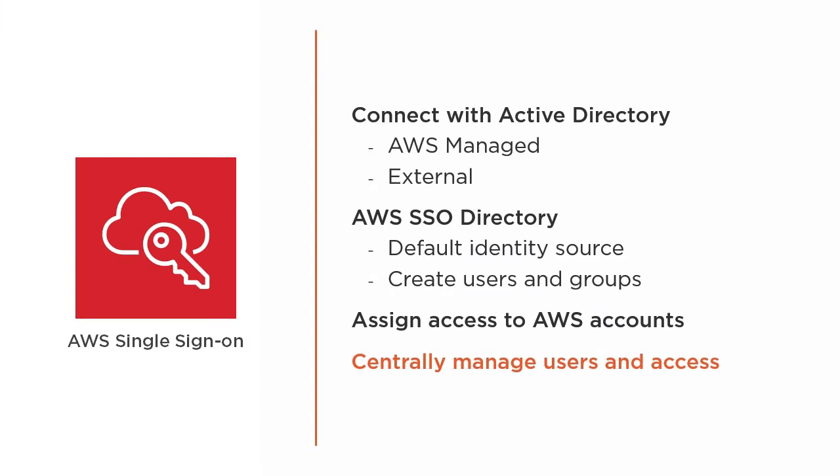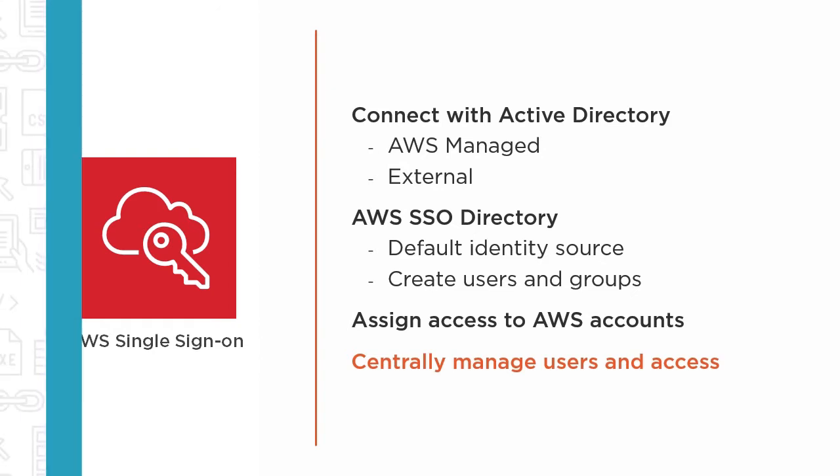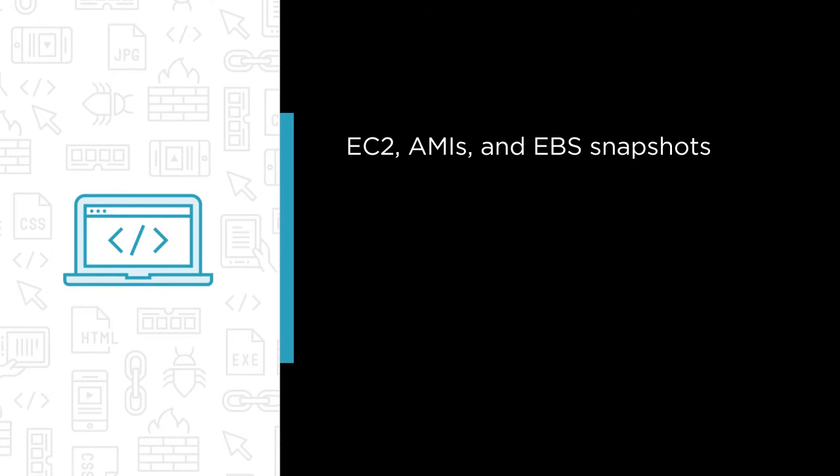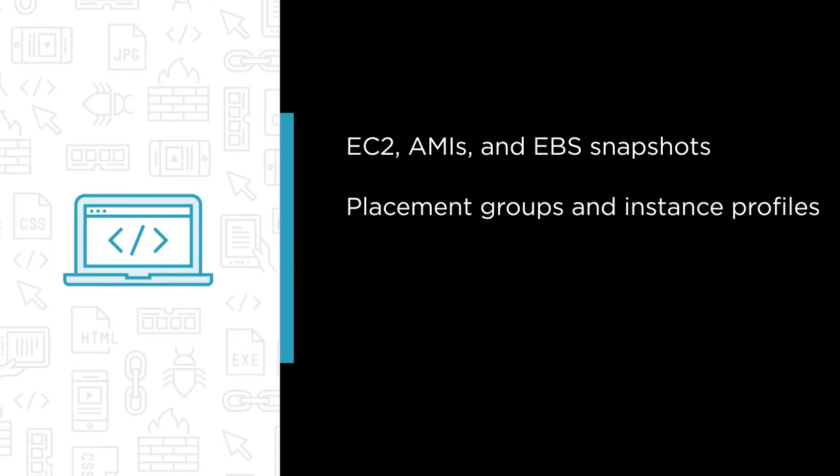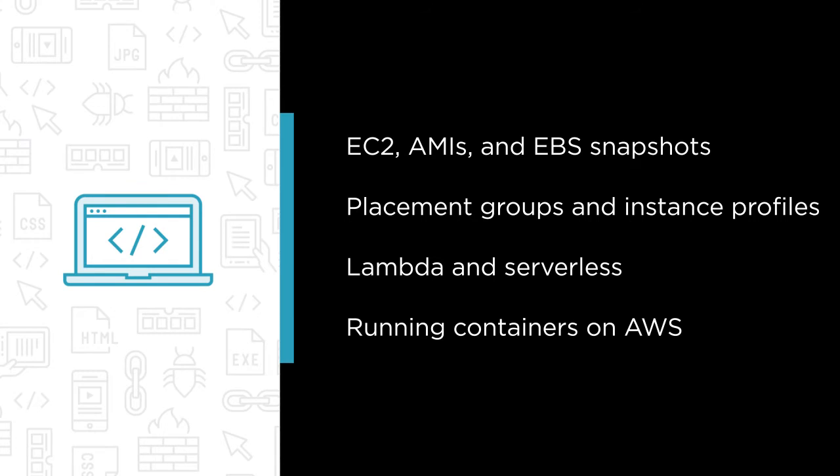If you're studying for the AWS Certified Solutions Architect Professional exam, you're in the right place. Some of the major topics that we will cover include EC2, AMIs, and EBS snapshots, placement groups and instance profiles, Lambda and serverless, and running containers on AWS.